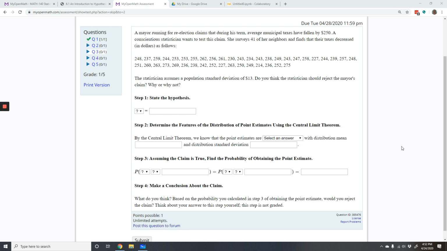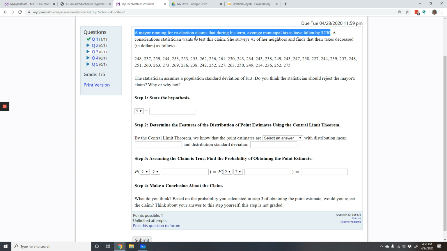Why or why not? So this problem is an introduction to hypothesis testing. It's not a full hypothesis test, but it starts to help us understand some of the main themes and ideas and how this all works. Okay? So step one here, we need to state the hypothesis. What's the claim that we're actually testing here? Okay? So we see the claim right away.